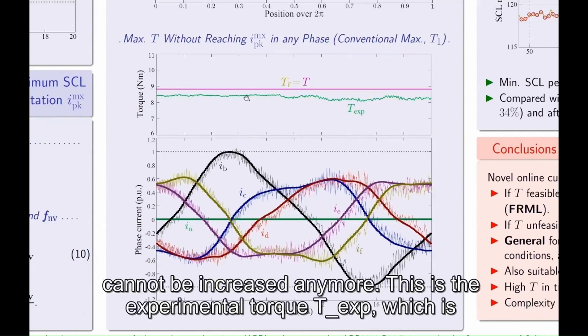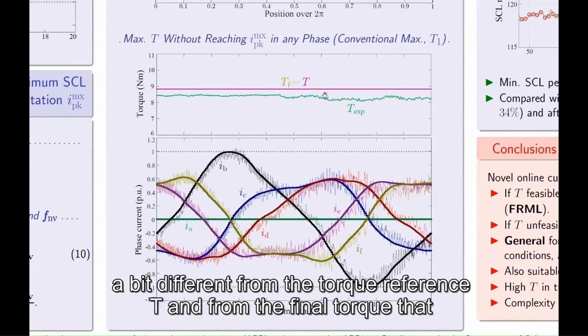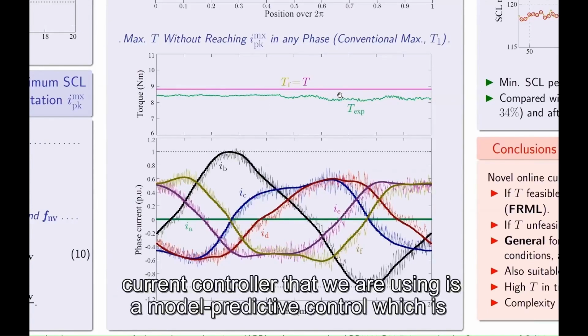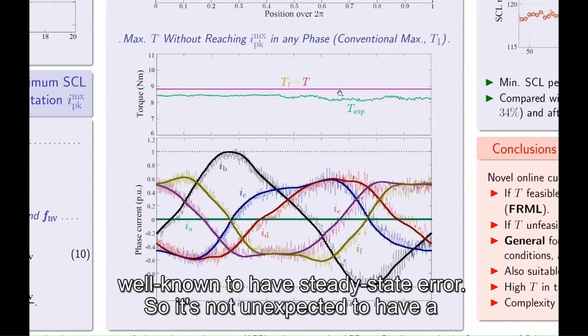And this is the experimental torque. Yeah, it's a bit different from the torque reference and from the final torque that corresponds to the current references, TF. This is normal because the current controller that we are using is a model predictive control, which is well known to have steady state error. So it's not unexpected to have a different experimental torque.